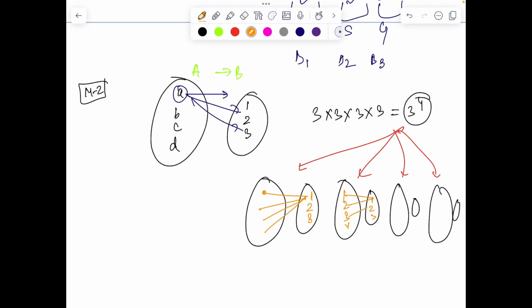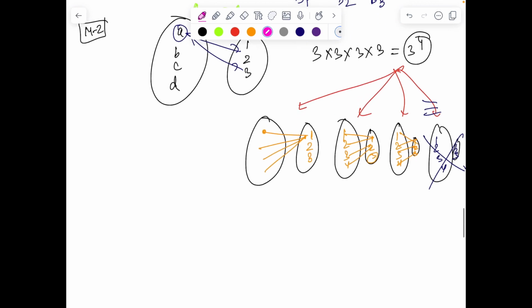It also contains those functions which are mapped to 2 of them and 1 is empty. It also contains functions which are mapped to all 3 of them. It doesn't matter how many go to each, but all 3 are exhausted. Then it contains functions which are mapped to none of them, like empty. Yes, it's not possible because then that will not be a function. So in 3 to the power 4 we have 3 varieties of answer, right?